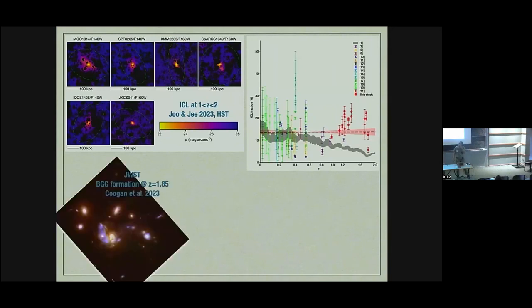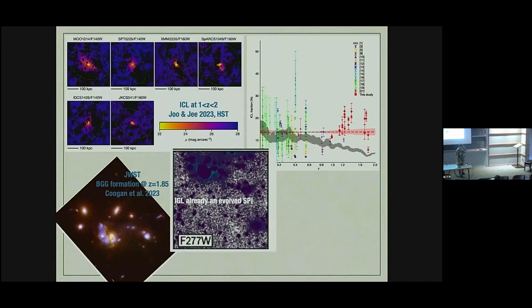Also, very recently, Coogan, from the CEERS data from JWST, have imaged this brightest cluster galaxy in formation at a redshift of 1.85 and already been able to identify some intracluster light in that image, okay? So they're showing you this wide field here because there's all that intracluster light already at a redshift of 1.86 that they see, but nothing in the outskirts. So it seems to be real light.